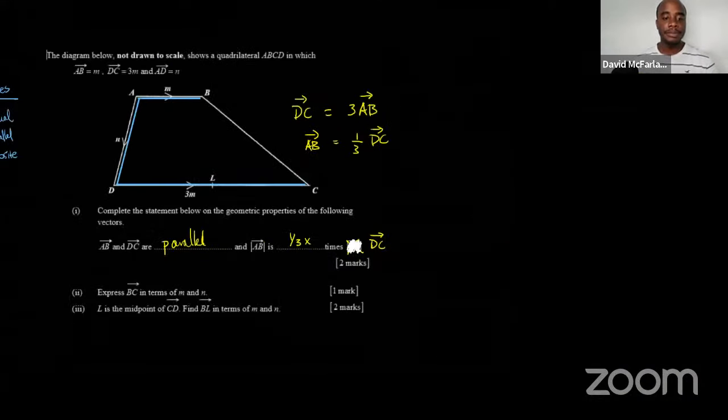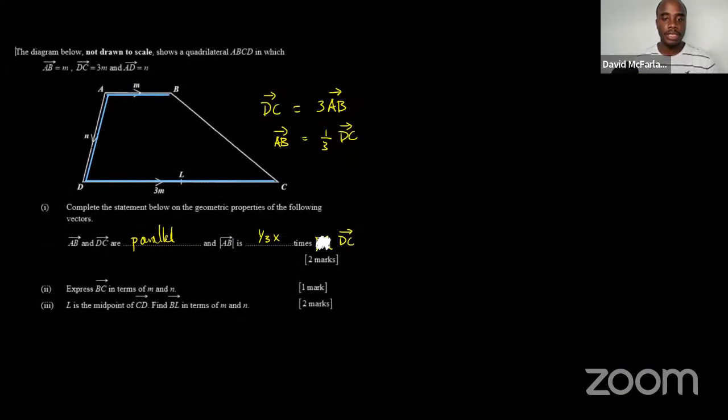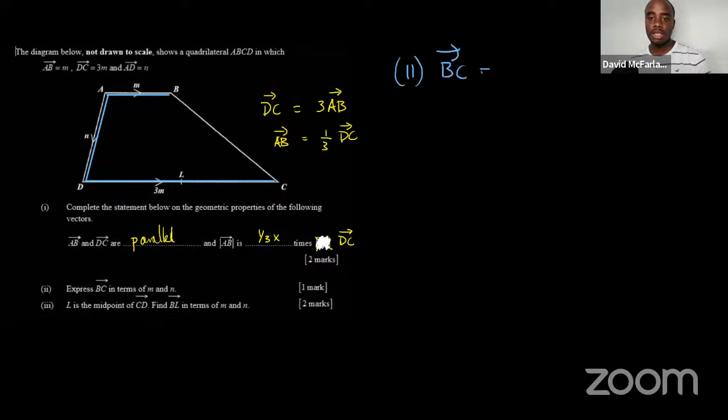So basically, let me come over to here. I'm going to have to write here. So I hope you guys can see everything still. Vector BC is going to be equal to BA plus AD plus DC. Okay? Because we have to go around.